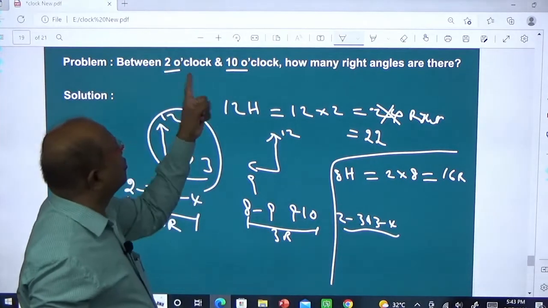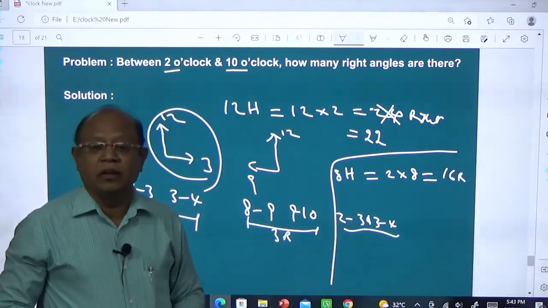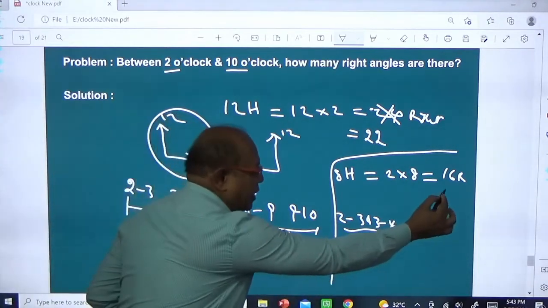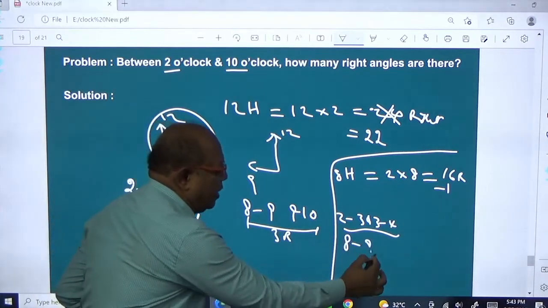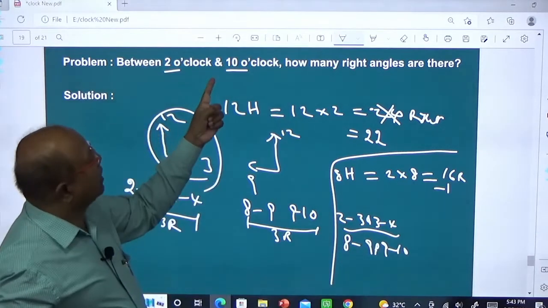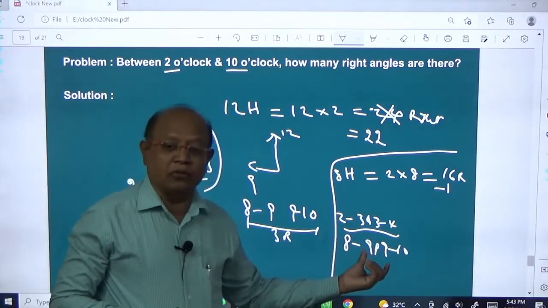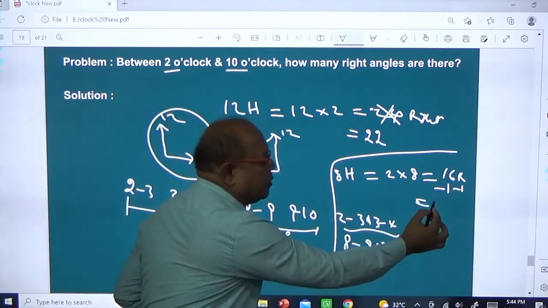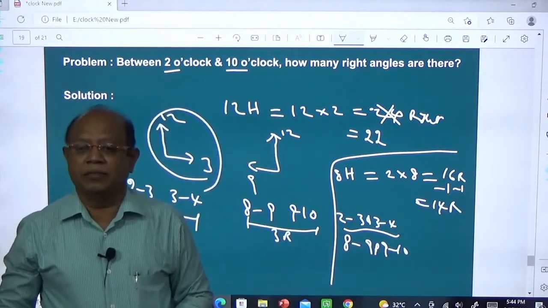Yes, from 2 to 10, 2 to 3 is also there, 3 to 4 is also there. So we have counted 3 twice, so we have to subtract 1. Again, check whether 8 to 9 and 9 to 10 both are there. Yes, they are. So we have counted 9 also twice, so we need to subtract 1 more. So 16 minus 2, there are 14 right angles only.